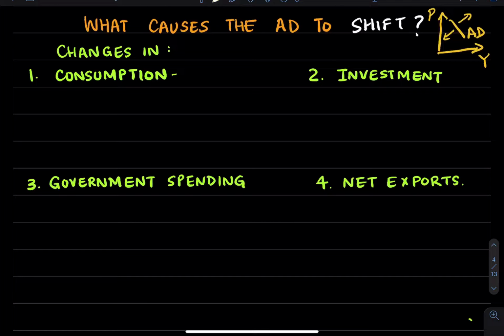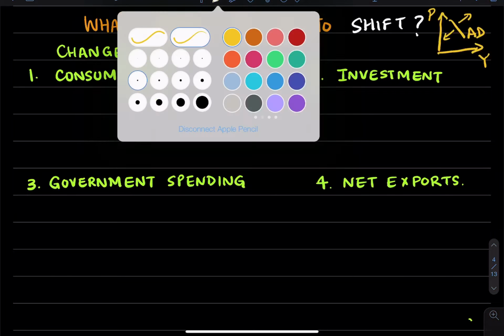Okay, so always distinguish between a movement along the curve versus a shift of the curve. And in the previous video, we were talking about why the aggregate demand curve slopes downward. And in this video, we're going to be talking about factors that cause the aggregate demand curve to shift. So one factor is any change in consumption can cause the aggregate demand curve to shift up or down.